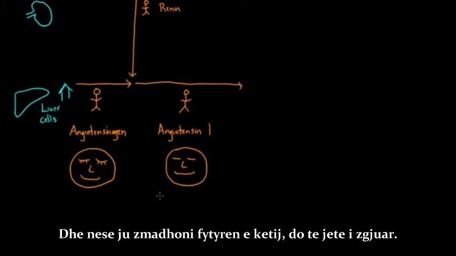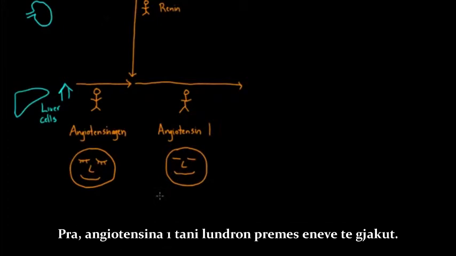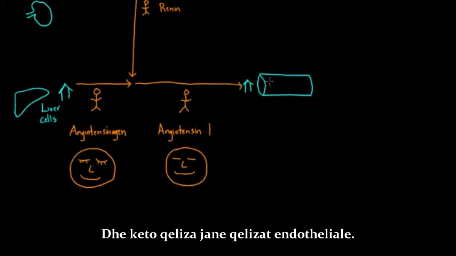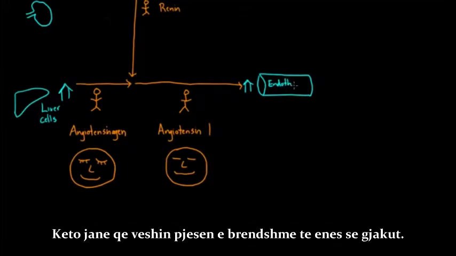Maybe even a little smile. So angiotensin 1 now floats through blood vessels. And of course, blood vessels have cells lining them. So let's draw a little house. So little cells, and these are the endothelial cells. So these are the cells that are lining the blood vessel on the inside.